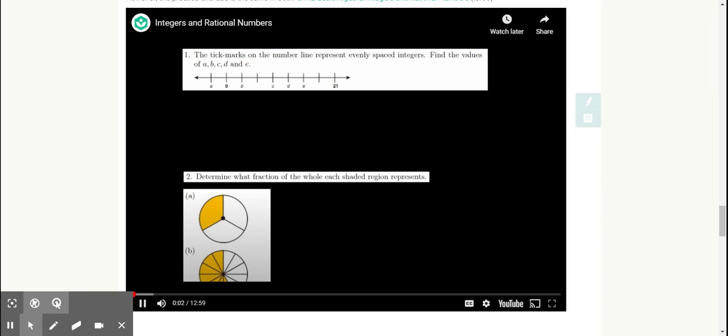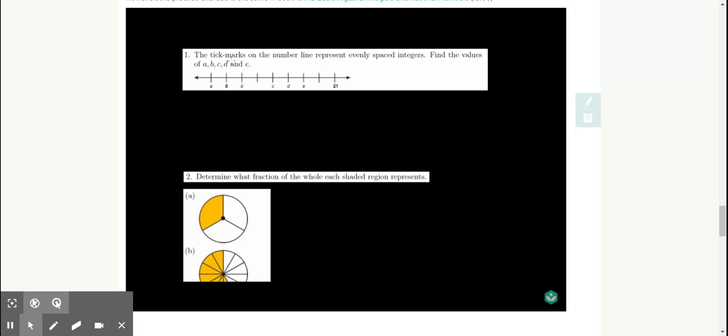And rational numbers. So this first one here, the tick marks on the number line represent evenly spaced integers. And just in case you forgot what integers mean, that essentially is the counting numbers, including 0, and the negative counting numbers. So 1, 2, 3, 4, those are all integers. 0 is an integer. -1, -2, -3, and so on and so forth. There's all integers. You might imagine the whole numbers. Those are also another way of saying the integers.